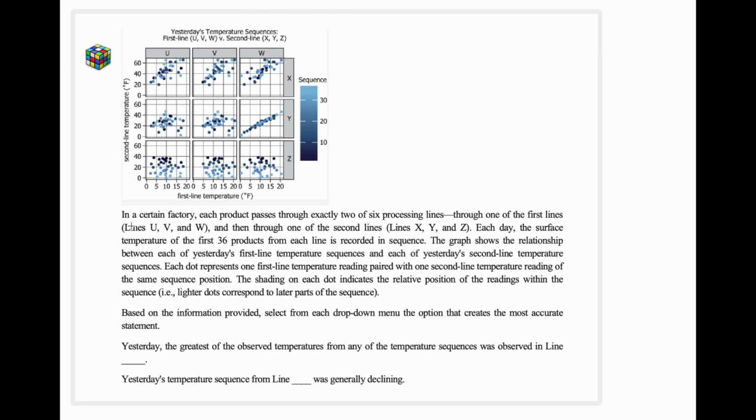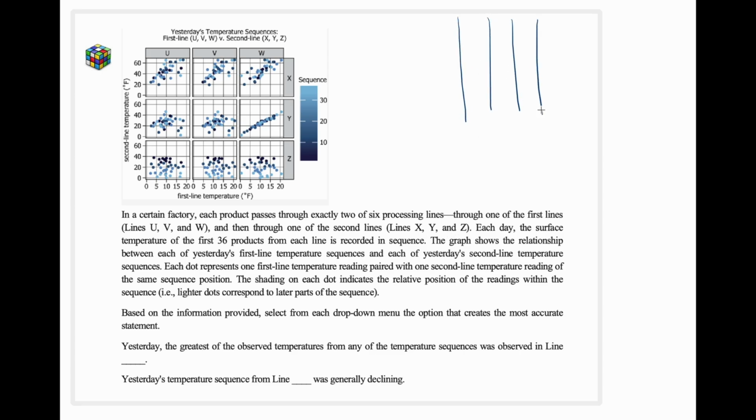This question looks formidable, but it's actually all right if we visualize and focus on the data given to us. So in a certain factory, each product passes through exactly two of six processing lines. Through one of the first lines, U, V, and W, and then through one of the second lines, X, Y, and Z. So this is what I'm visualizing.